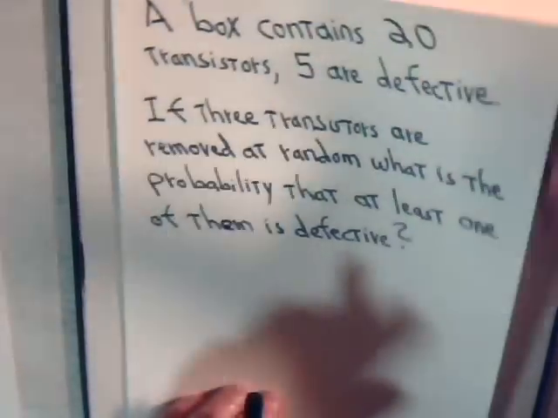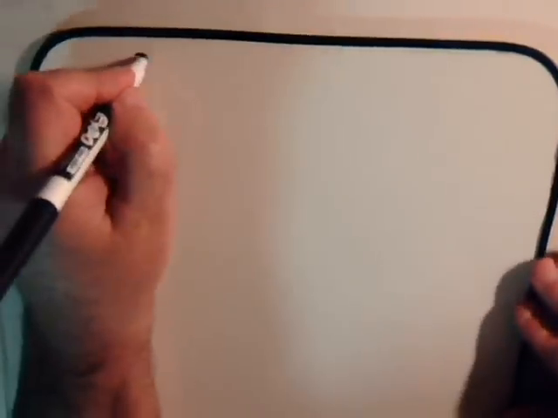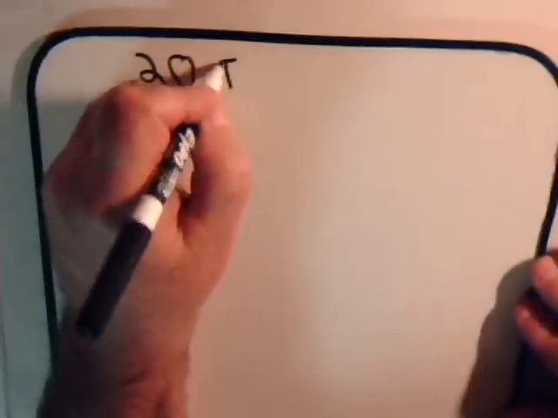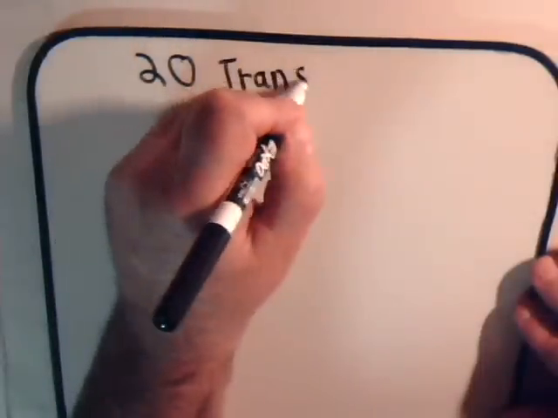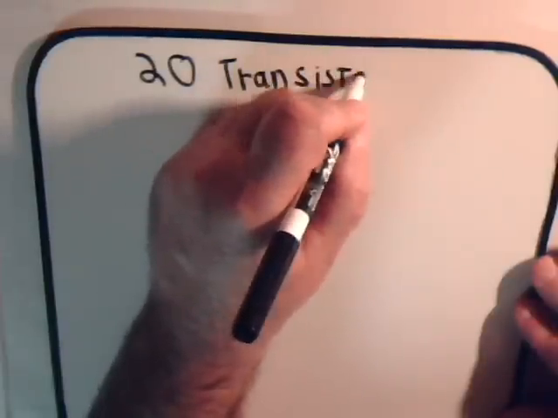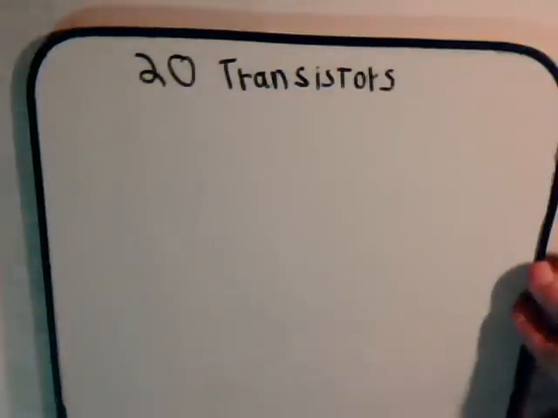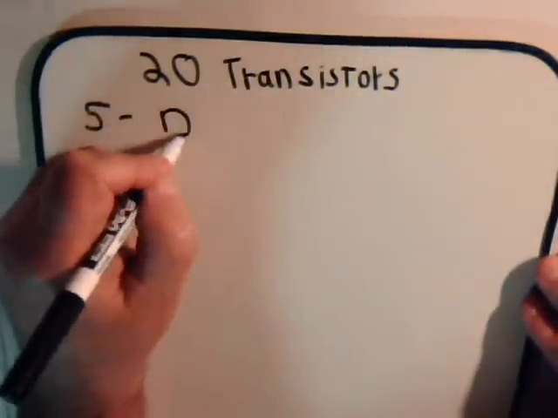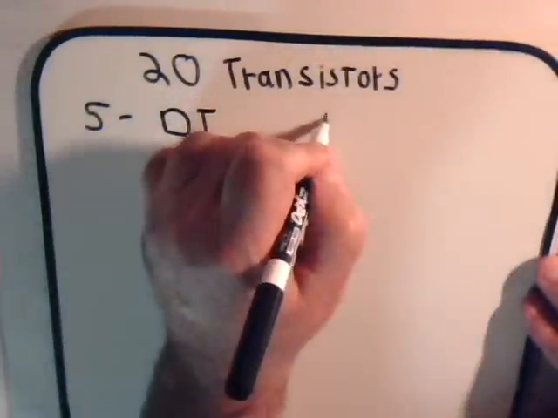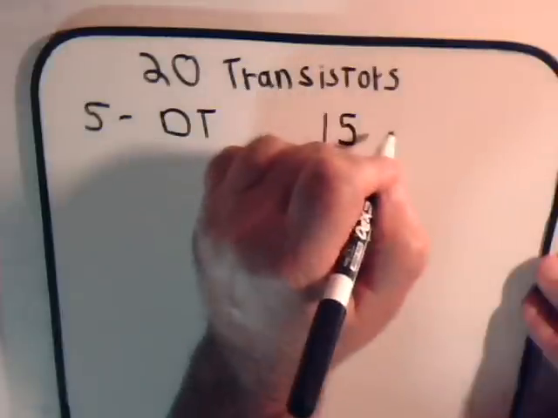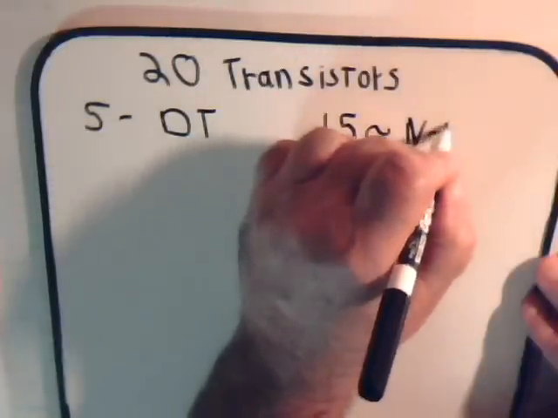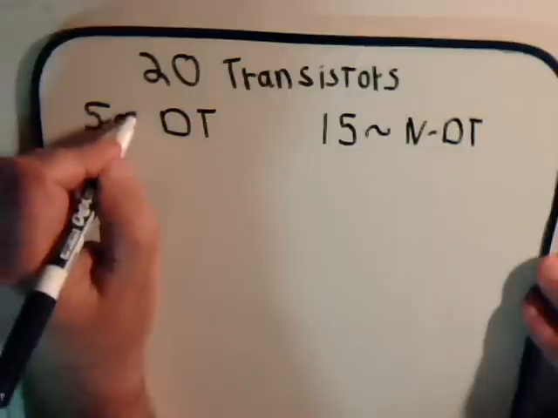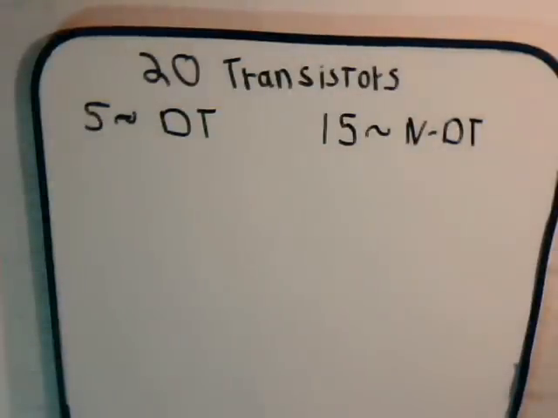So let's see how we have this. We have 20 transistors total inside of the box. And then out of these 20 transistors, we have 5 defective transistors, meaning of course that we have 15 non-defective transistors. Now we're selecting 3 of them.